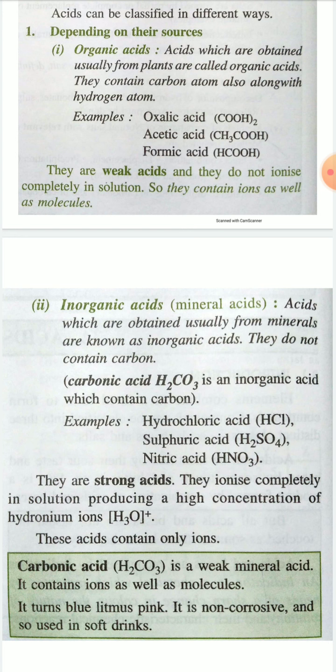One point you have to remember: different types of litmus are used to identify whether substances are acids or bases. Generally, acids change the color of blue litmus to red, and bases change the color of red litmus to blue.